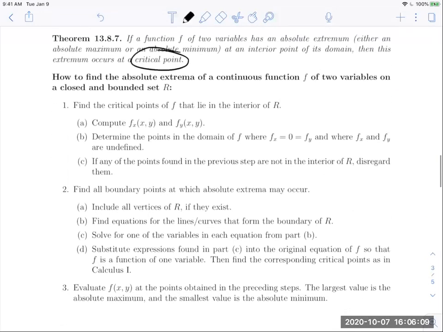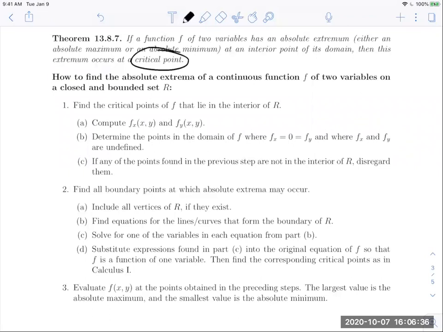So now, how can we determine absolute extrema on closed and bounded sets? Remember, we just talked about the extreme value theorem that said if your function's continuous and you're looking at a closed and bounded set, we must obtain an absolute max and an absolute min. It must exist. So here's how we're going to go about doing this. You'll see that it's a 3-step process.